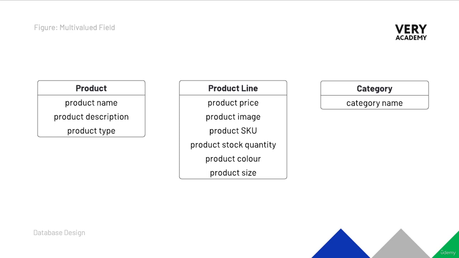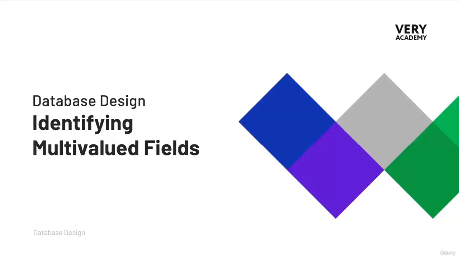We have a product name, description, and type. We have a product line, the price, the image, and so on. And we have a category, the category name. So let's go through a process where we try to identify any multi-valued fields. So a multi-valued field is where potentially a field would store more than one value. And that is something that we want to avoid within our database.